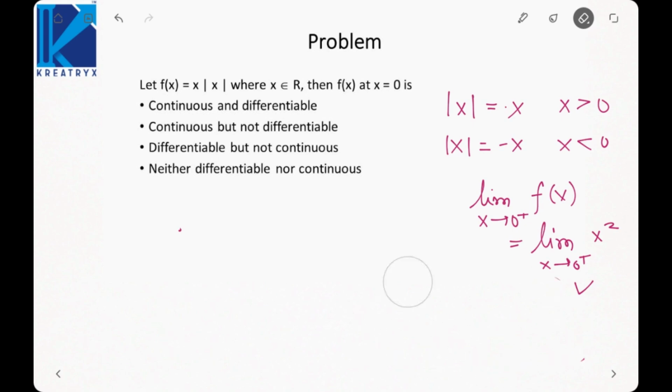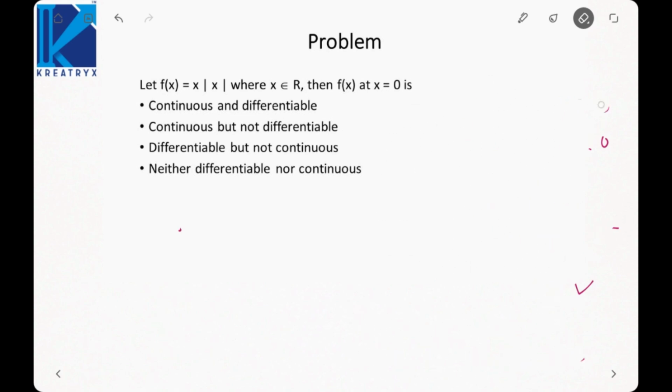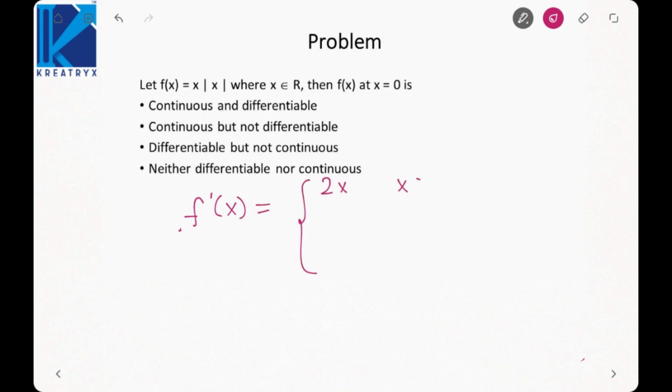Now when we are talking of differentiability, we will check the right hand and the left hand derivative. So if we write down f dash x, it will be 2x for x greater than 0, because for x greater than 0 the function is x square, so its derivative will be 2x. And its derivative will be minus 2x for x less than 0. And we do not know the derivative at 0. Is it fine?